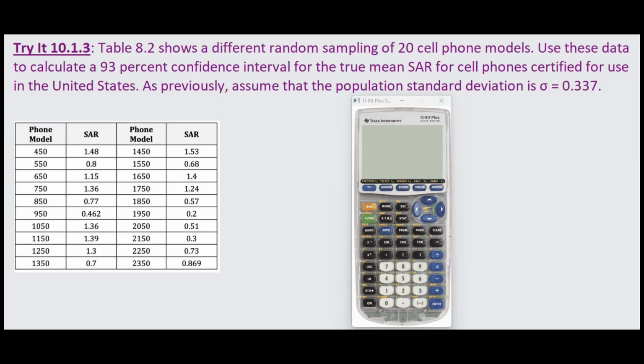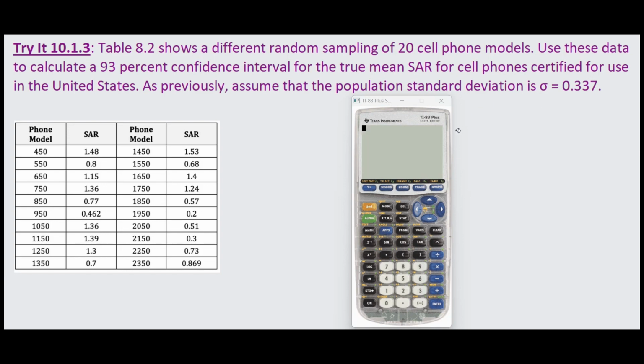So piggybacking off of example 10.1.3, in this table it shows a different random sampling of 20 cell phone models. We're asked to use these data to calculate a 93% confidence interval for the true mean SAR for cell phones certified for use in the United States. And just as previously, we're to assume that the population standard deviation is 0.337.